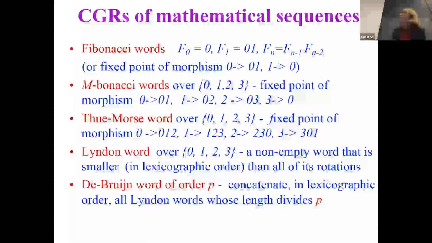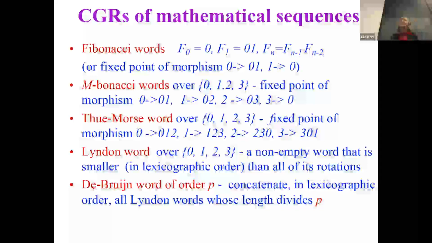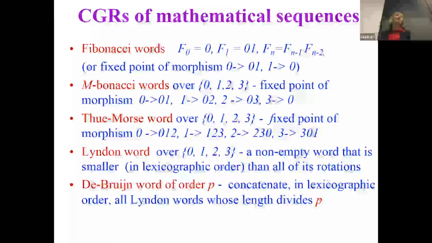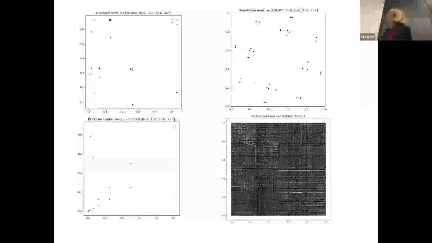If you are to be working in theoretical computer science, like I did in my previous life, there are all kinds of sequences and words that people spend their life studying, like Fibonacci words, Bonacci words, Thue-Morse words, Lyndon words, De Bruijn words. So we were curious to see what these mathematical sequences look like.